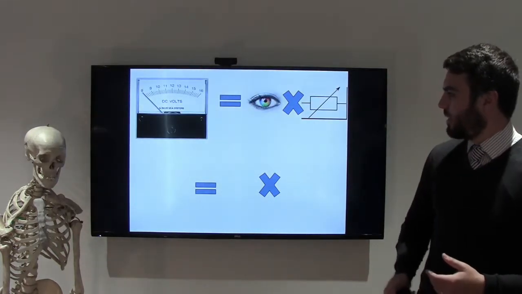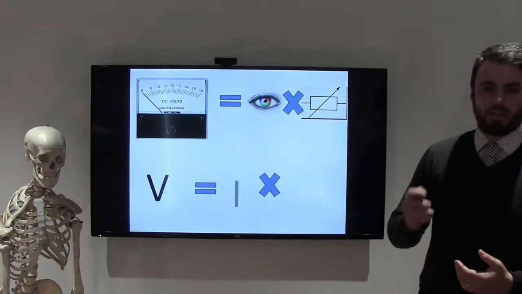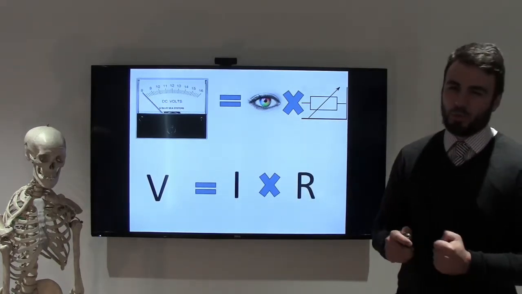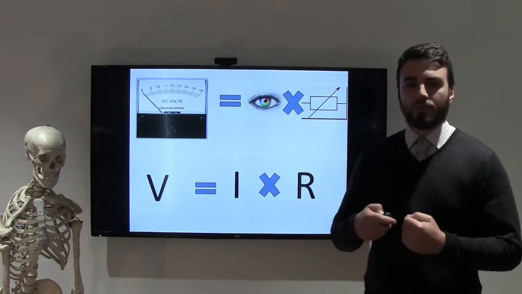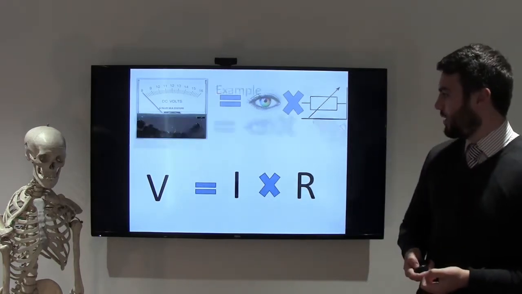Next one. Can we work it out? V equals I times R. Vrr. The sound you make when you're cold. Very important. Sometimes called Ohm's law. We need to know this one.